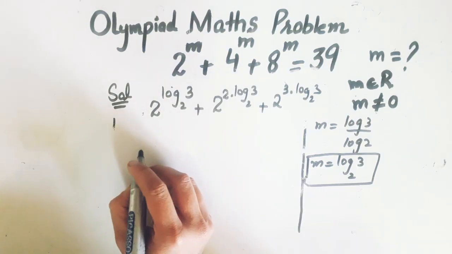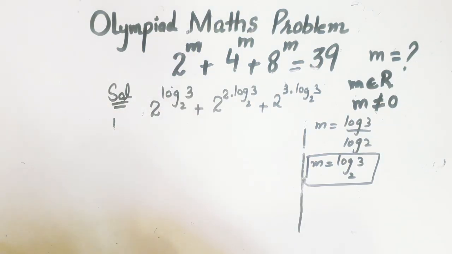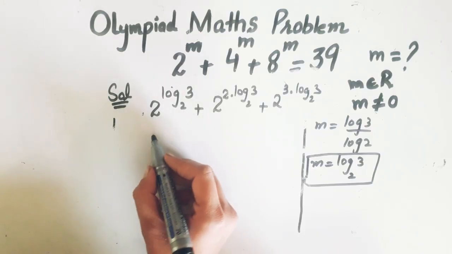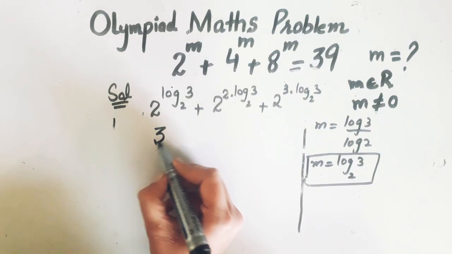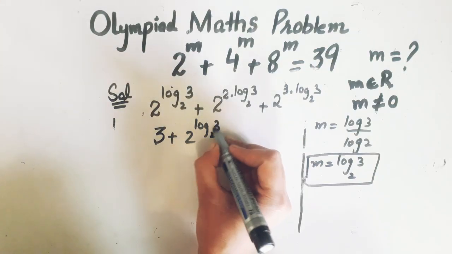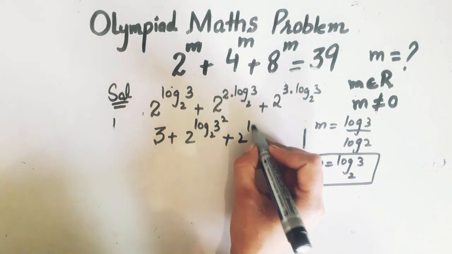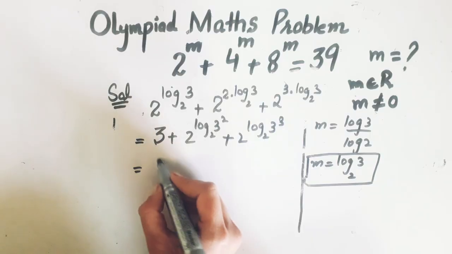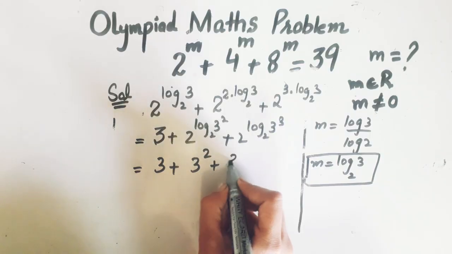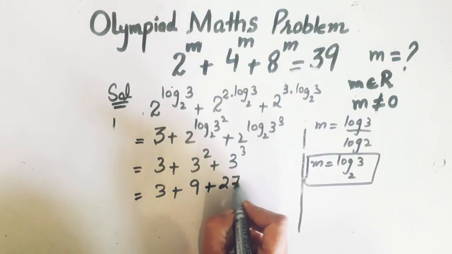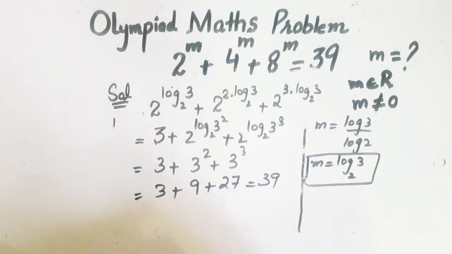That means we get, with the power in its power form, this will equal 3, and this will be 2 raised to log base 2 of 3 squared plus 2 raised to log base 2 of 3 cubed. Which implies we have 3 plus 3 squared plus 3 cubed. So 3 plus 9, since 3 squared is 9, and 3 cubed is 27, and all are equal to 39. So we get the answer, that is 39.